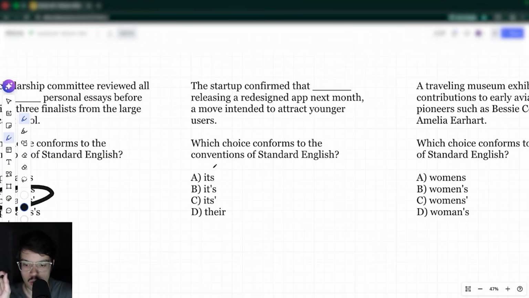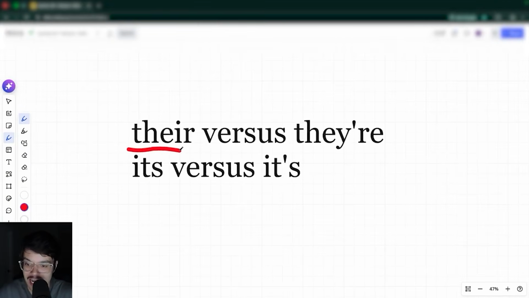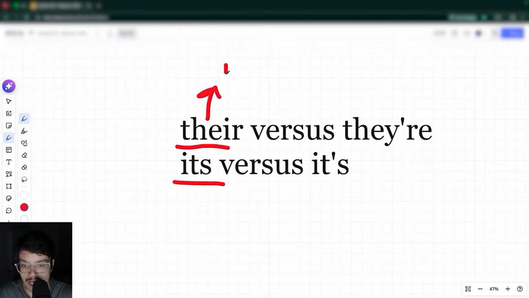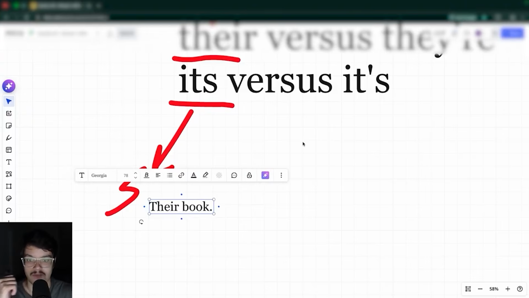Now, it gets a little bit weird when you talk about it's versus its, and then their versus there. Let me just go through this real quick. Their and its are also just ways of showing possession. If I said their items, I would be saying basically the items of them. If I said its items, I would basically be saying the items of it. The only difference between these two is that their would be a plural one and its would be a singular one. So I could say its book, that's saying the book of it, or their book, whatever.